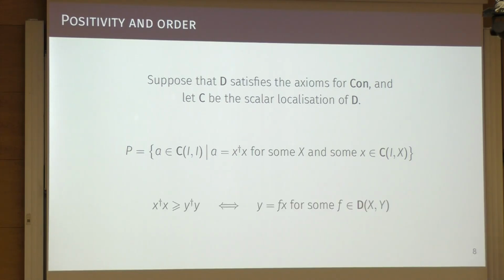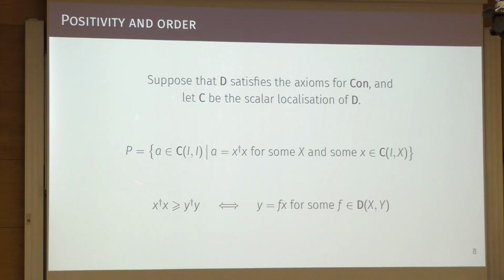And then the next step is we're going to define a partial order on P, where we say that a positive scalar x is greater than or equal to a positive scalar y if there's some contraction, but morally D is a category of contractions and C is a category of arbitrary maps. So if there's some morphism in D that maps x to y. Because if we really want D to become the category of contractions, then applying a contraction to some vector should result in a vector that's shorter. So this is why this inequality makes sense.